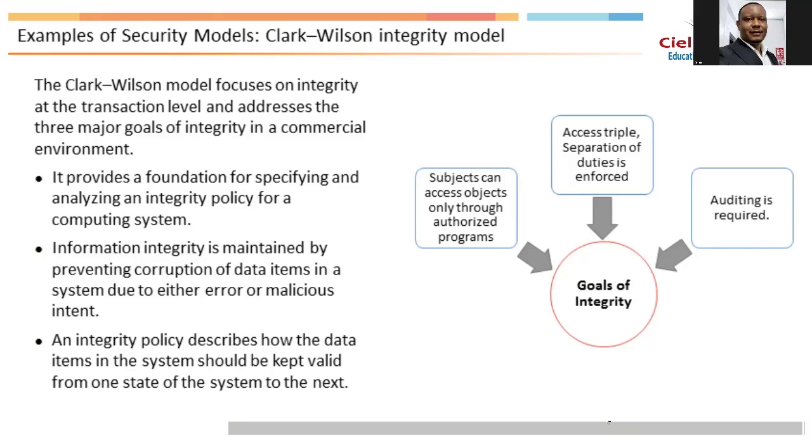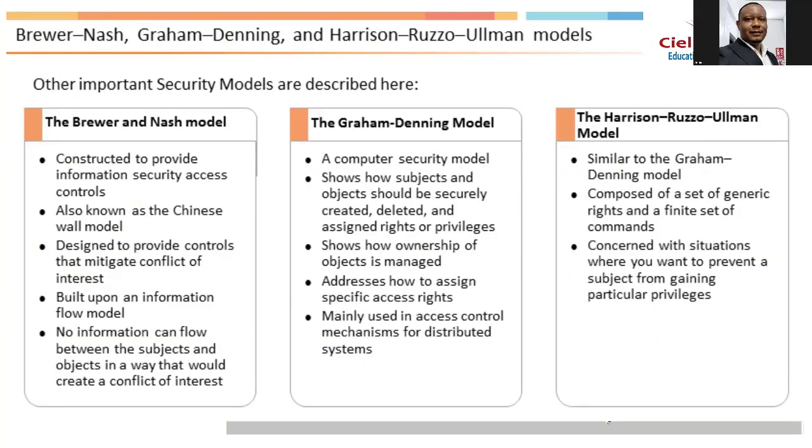There are three major goals of integrity. One, to prevent corruption of data. So information integrity is maintained by making sure that we prevent corruption of data items, maybe due to human errors. Then also integrity policy. The Clark-Wilson model basically describes integrity policies that specify how data should remain valid and consistent. And then aside from that, auditing is also required, making sure that as much as possible, we carry out audits. It makes audit a major requirement in order to track all transactions that have been taken within the system. So all of these are various security models that you may choose to implement within the organization.